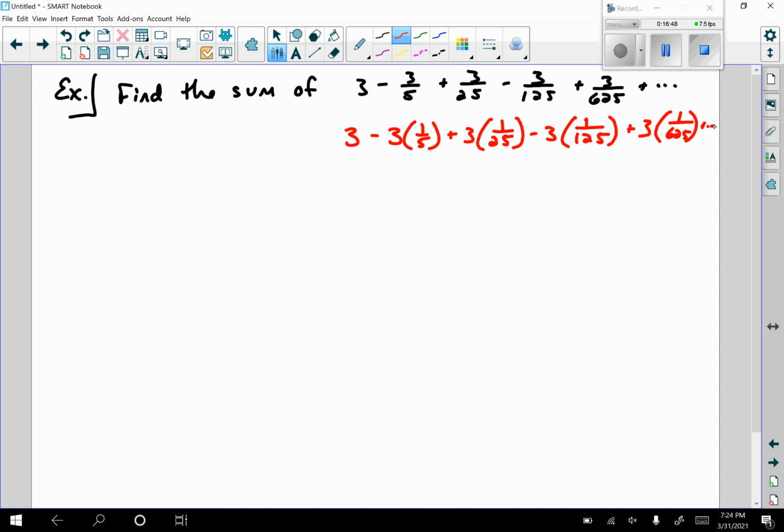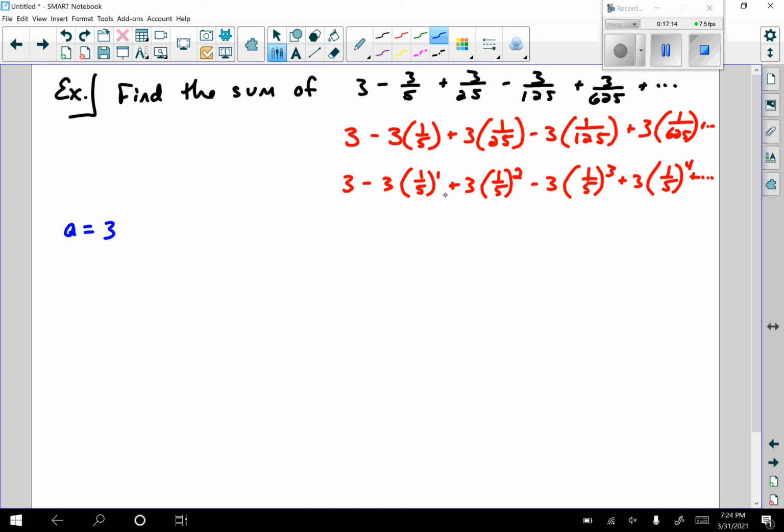Now remember, it's r squared and then r cubed, so now we can say that this is 3 minus 3 times 1/5 to the first plus 3 times 1/5 squared minus 3 times 1/5 cubed. So does that look like we're getting those values? And then this would be plus 3 times 1/5 to the fourth, and so on. So in this case, a is going to be 3. Now it's alternating, so before we figure out what r is, let's go ahead and write the summation here.